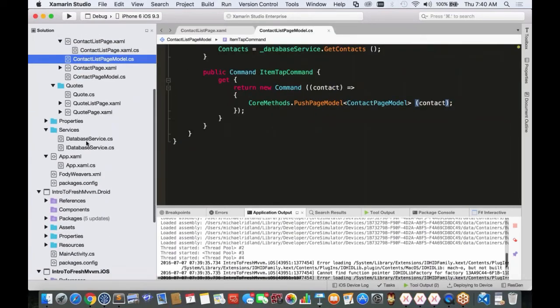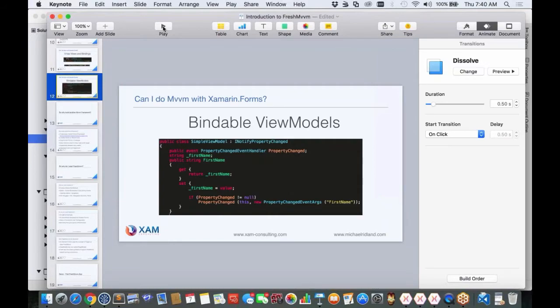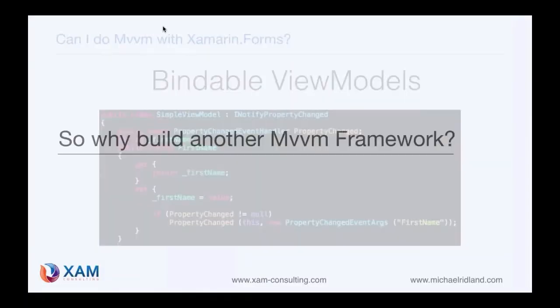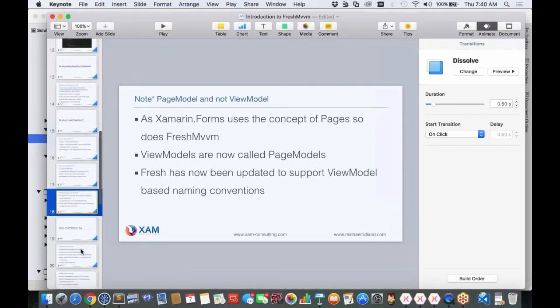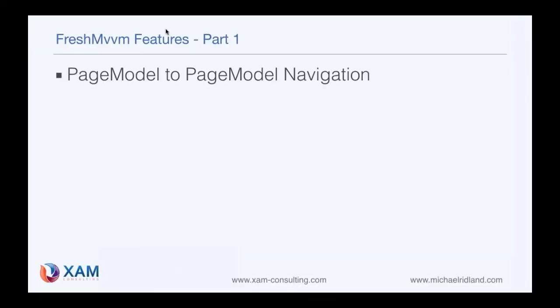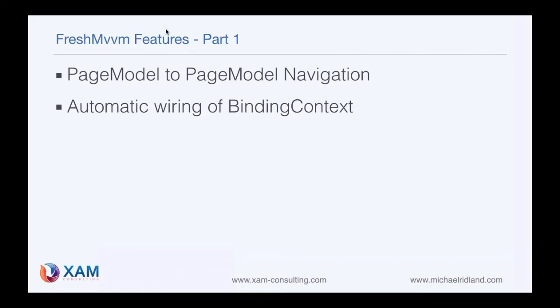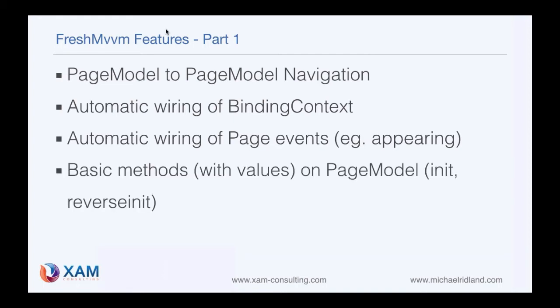So what I might actually do is we'll just go back to the slides because I've got a more complete application that we can look at rather than typing out the same thing again. So we've got the page model to page model navigation. As we mentioned, it automatically wires the binding context. Automatic wiring of the page events, the appearing events, the disappearing events. Base methods, so the initialize, we saw that.